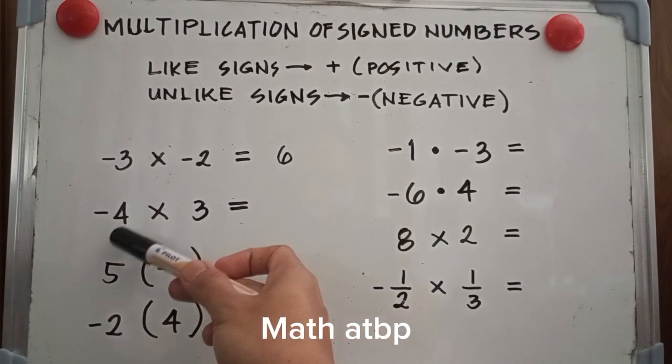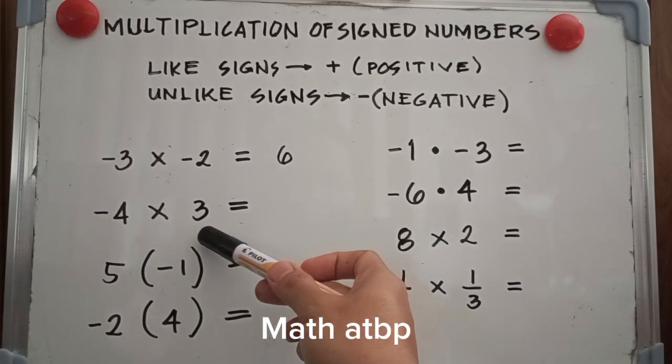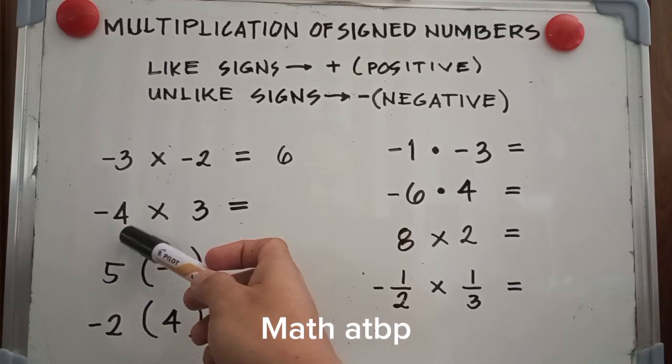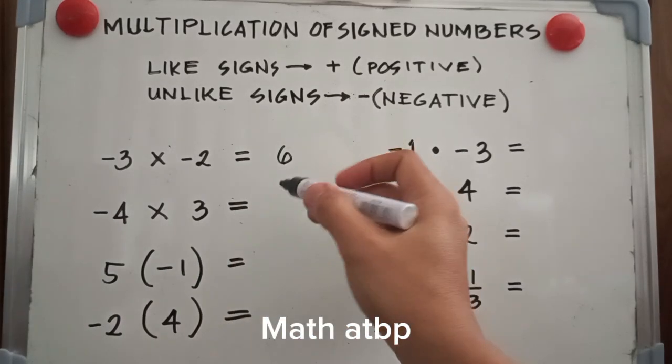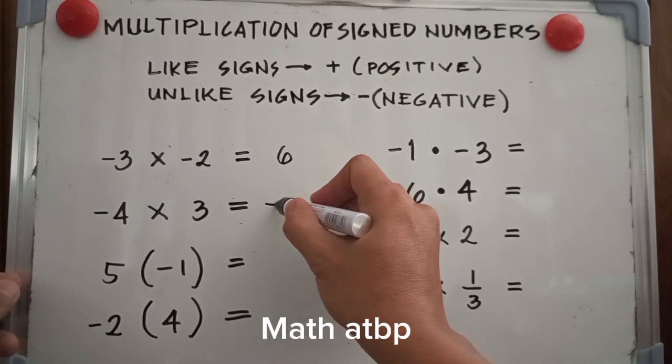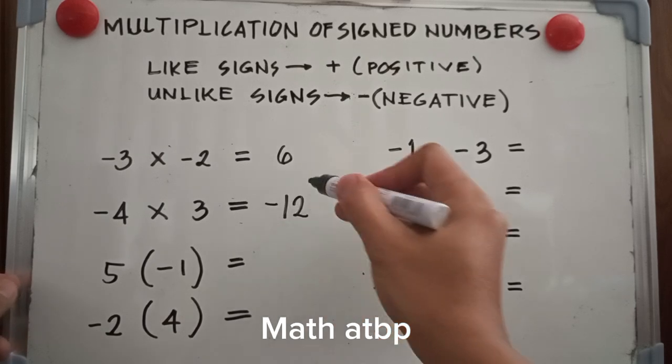We have here negative 4 times positive 3. 3 is positive, 4 is negative. Unlike signs. Then, negative 4 times 3 is negative 12.